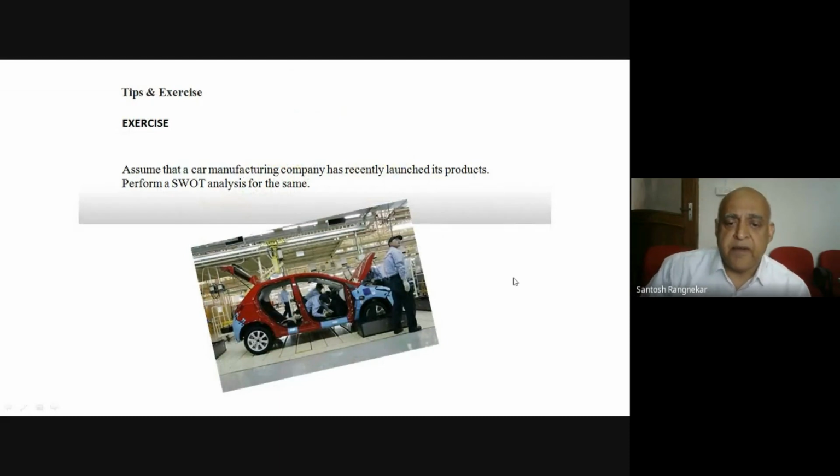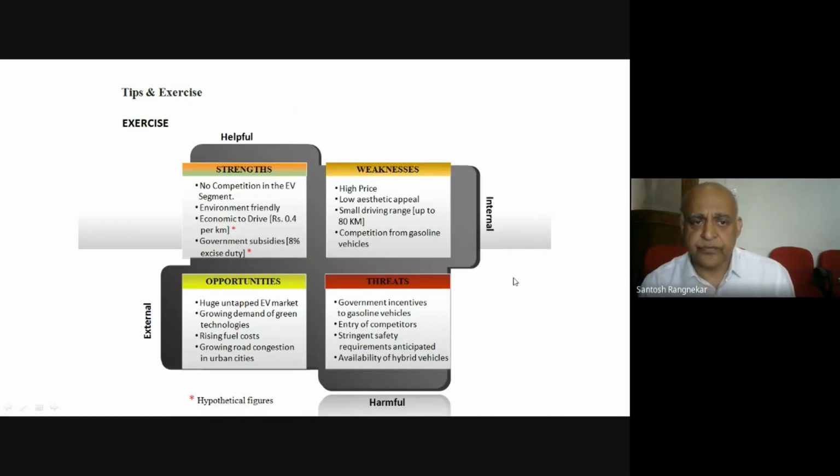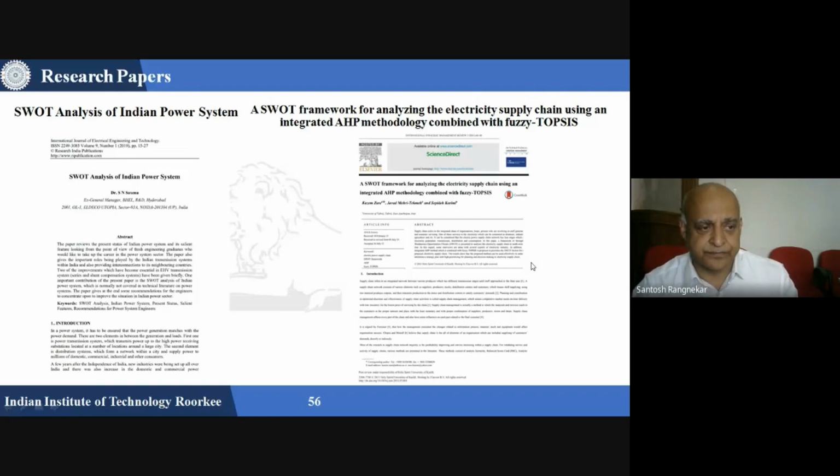So a car manufacturing company has recently launched its products, and a performance SWOT analysis is done for the same. This is an example of the SWOT, another example of the SWOT. However, I have discussed with you the SWOT of GETCO and the power corporation. But this is again an example of how you can go about this particular SWOT analysis, in case you forget the points I mentioned earlier.